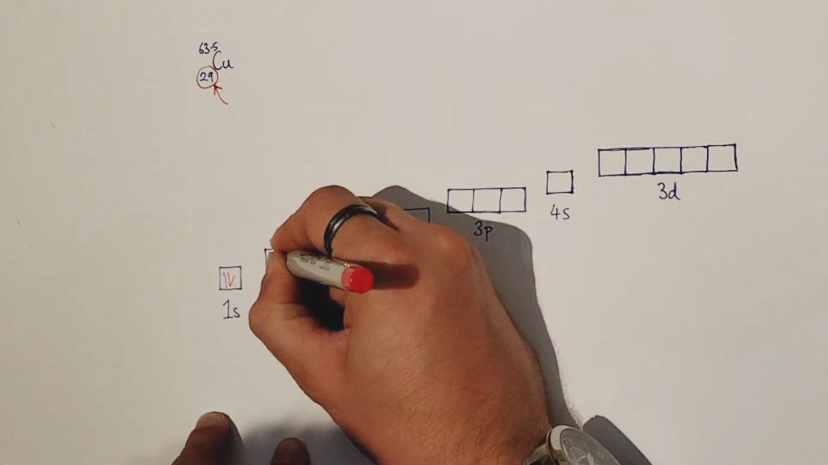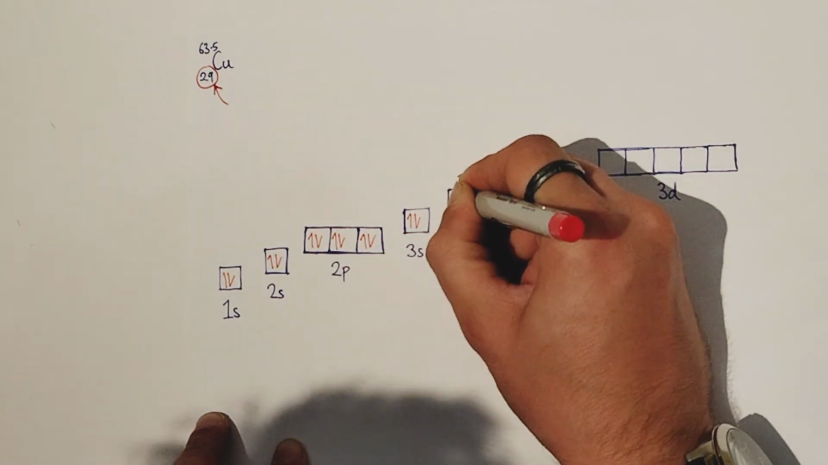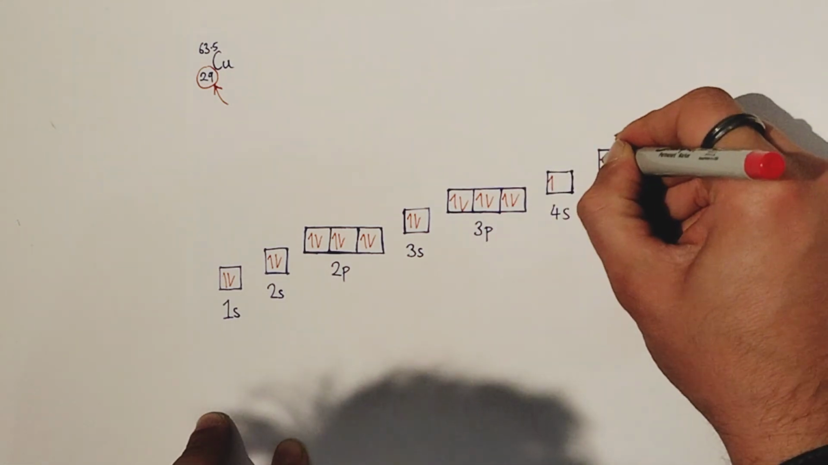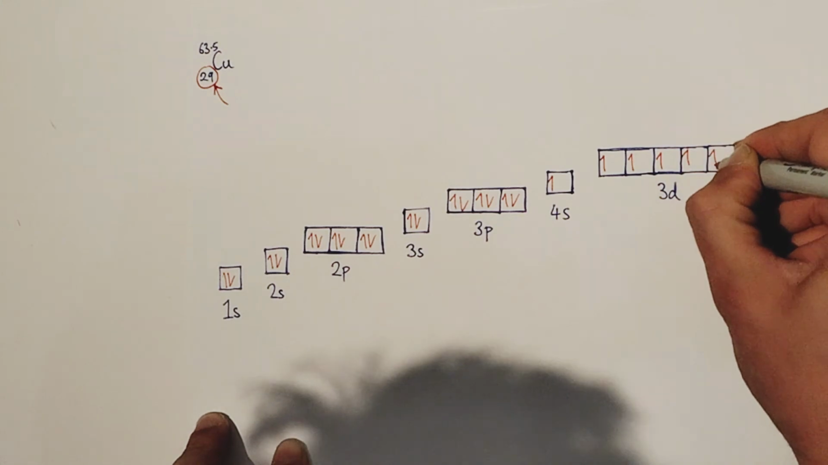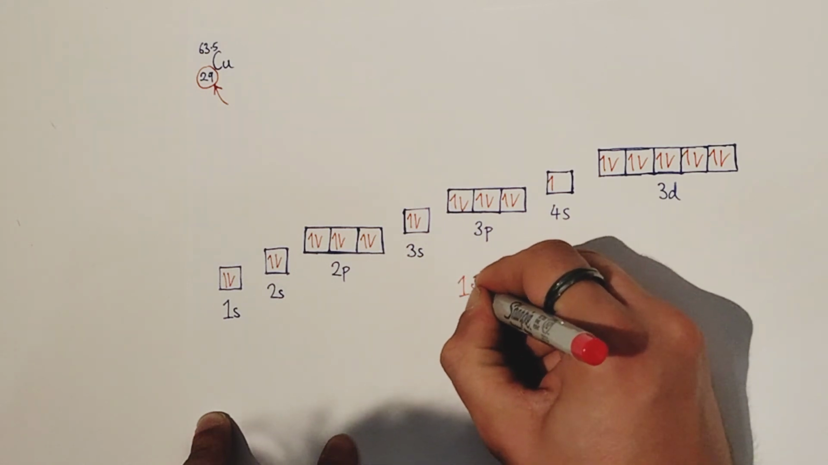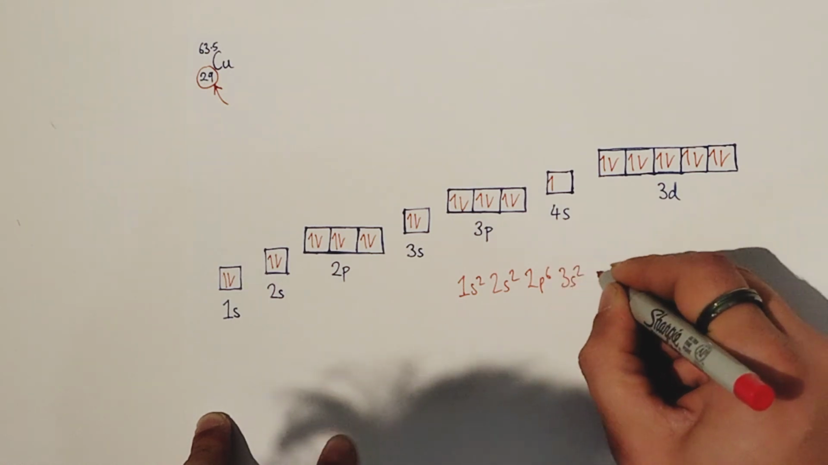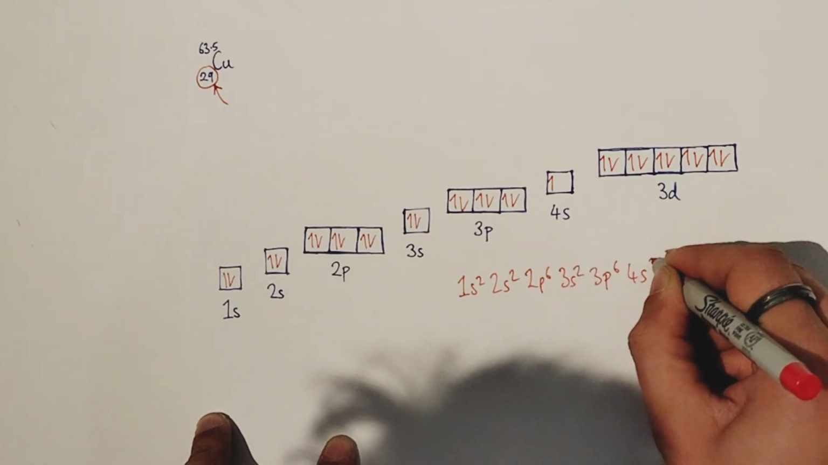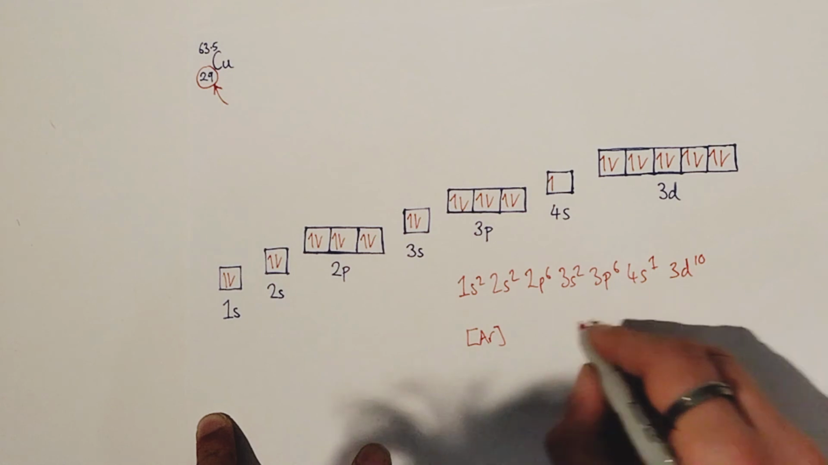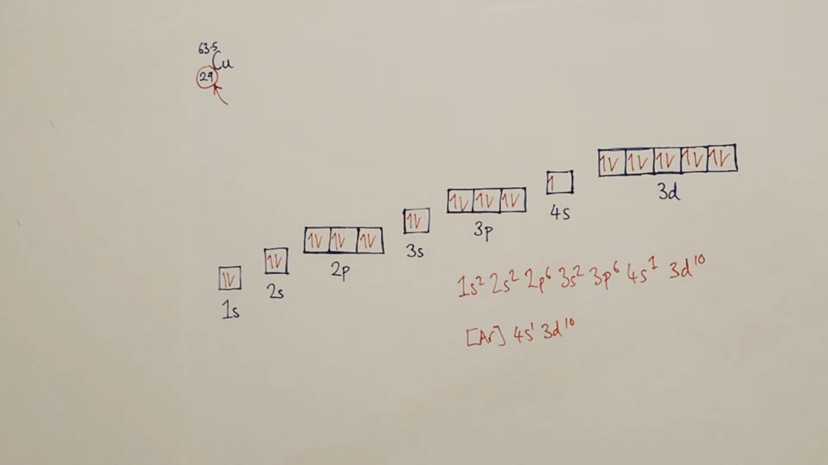1, 2, 3, 4, 5, 6, 7, 8, 9, 10, 11, 12, 13, 14, 15, 16, 17, 18, 19, 20, 21, 22, 23, 24, 25, 26, 27, 28, 29. That would be 1s2, 2s2, 2p6, 3s2, 3p6, 4s1, 3d10. Or Ar, and then the bits at the end, 4s1, 3d10. Wicked, guys. There's one more left.